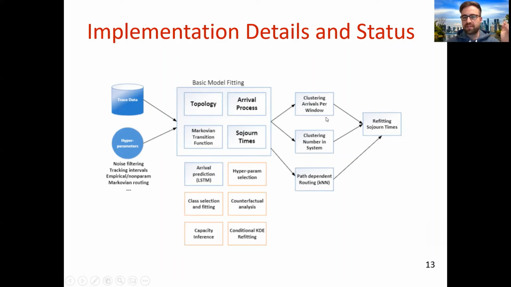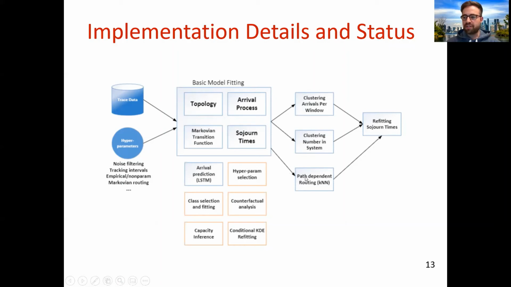Then we also cluster arrivals together and cluster the number of patients in the system and try two additional alternative models. In one of them, we fit sojourn times to be conditioned on the number of arrivals, let's say per hour in a certain time window. In another model, we try to condition those sojourn times on the different clusters of the number of patients in the system. And I will talk a little bit about why we do clustering instead of just conditioning on the absolute number in the system. And essentially the problem there is underfitting.